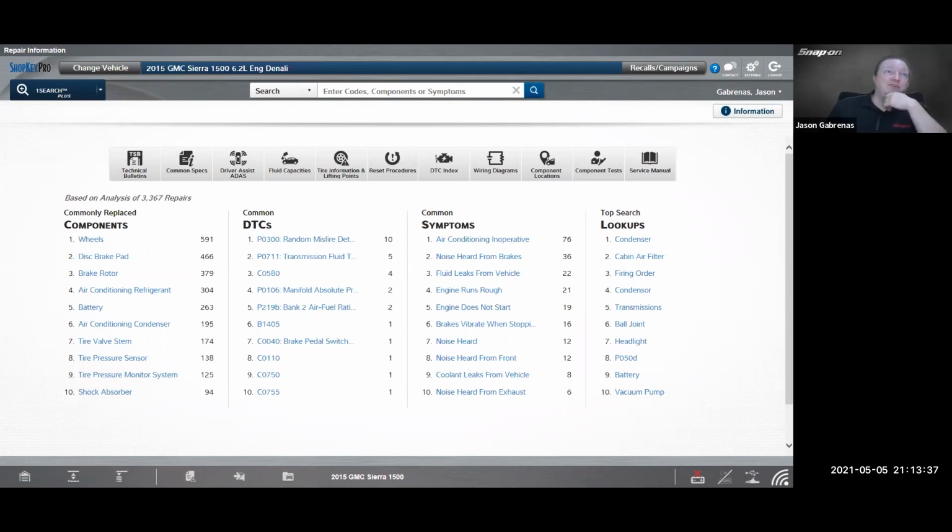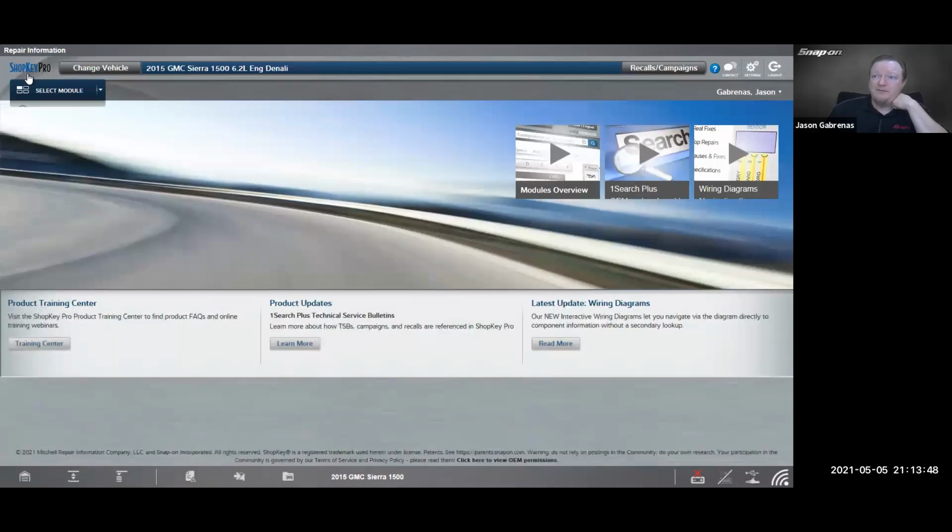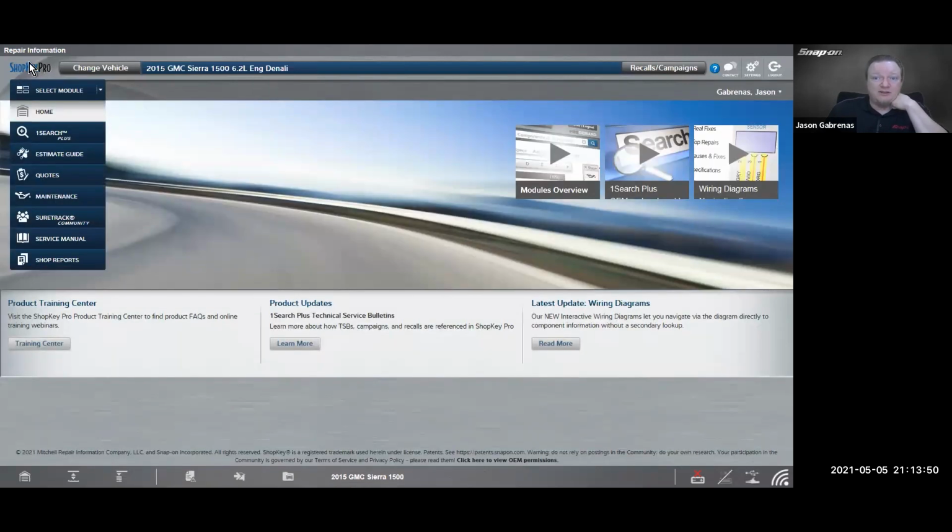Kenneth, what is the difference between Mitchell 1 and Shopkey? I'm going to show you on the screen right now. What's the difference? This right here. Just the logo on the top. Snap-on owns Mitchell 1 and Shopkey. It just depends on who sells it. So Mitchell sells Mitchell. Your Snap-on rep and your franchisee sell Shopkey. Just two different brands of the same exact thing, same information.